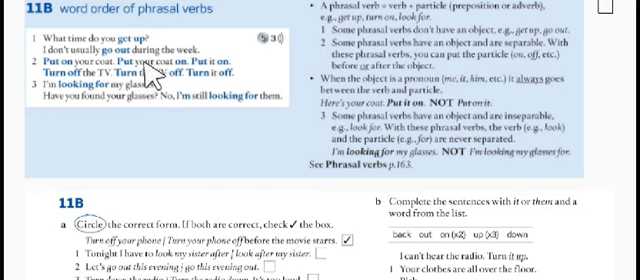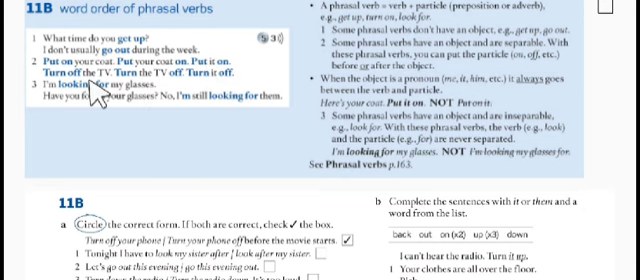When we have a pronoun, for example, it is a pronoun of a coat, we can use the pronoun between the two words of the phrasal verb. Put it on. We can't say put on it. This is incorrect. So we separate the phrasal verb into two parts, and we use the pronoun between the two.